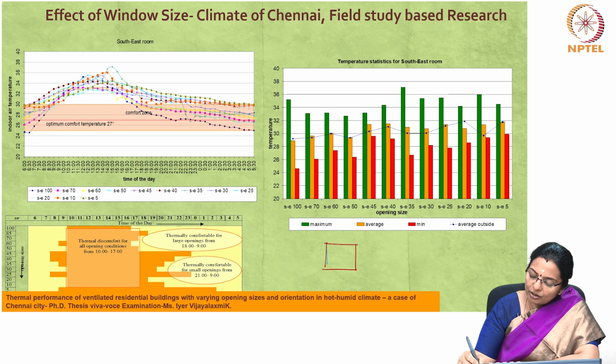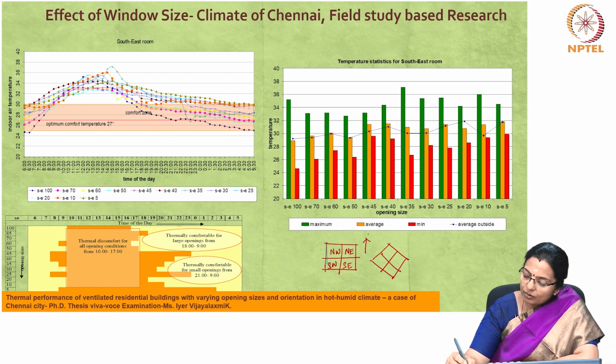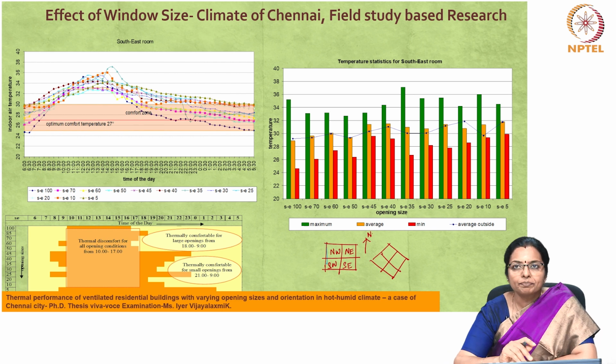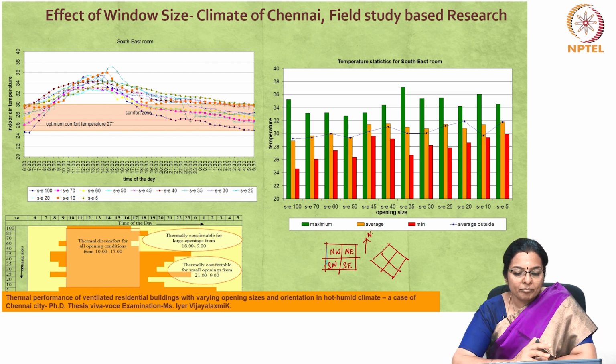Here, as I had told you, this is how the rooms were built. So, this is northeast, southeast, northwest and southwest. Okay, this is the north point. So, we will see the effect of window size in the southeast room also, just as an example.